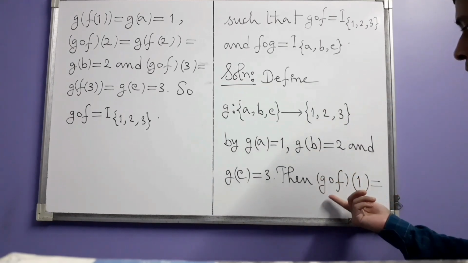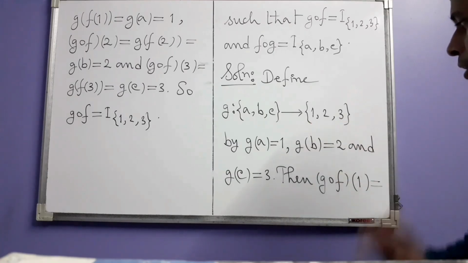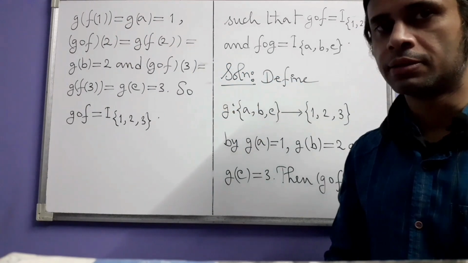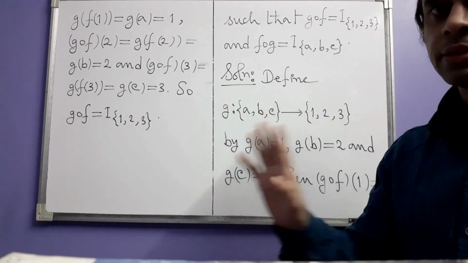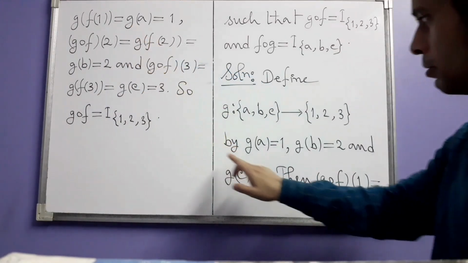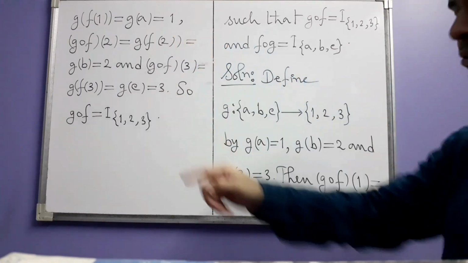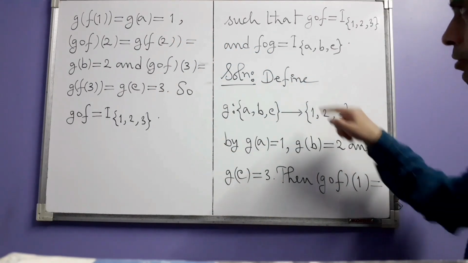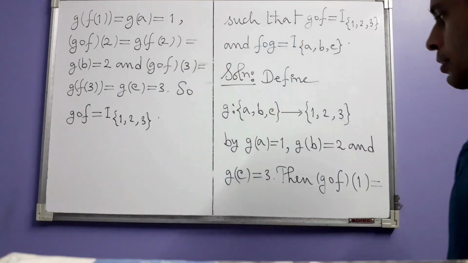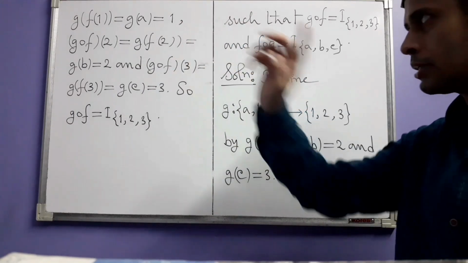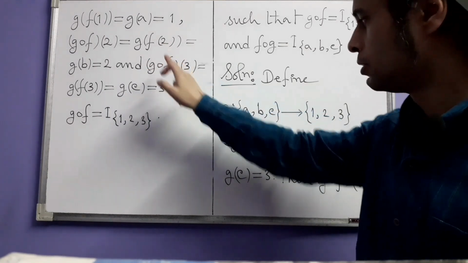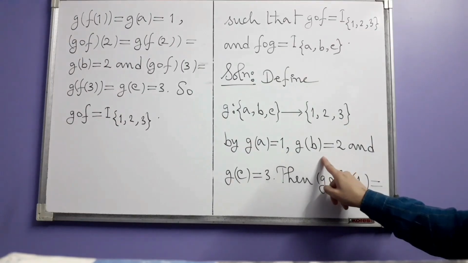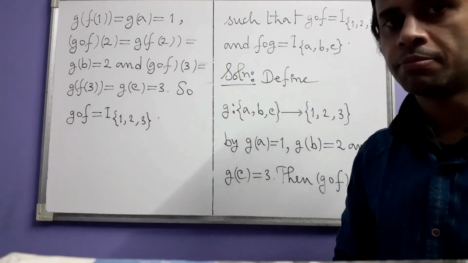And let us now calculate it at the input 1. By definition, this is equal to g of f of 1. Now if you remember, f of 1 is a, so this becomes g of a, but g of a is 1. So this composition does not change 1. Your input is 1, output is also 1. Similarly, if you calculate the composition at 2, you get g of f of 2. But f of 2 is b, so you get g of b, but g of b is 2. So you get your input back.